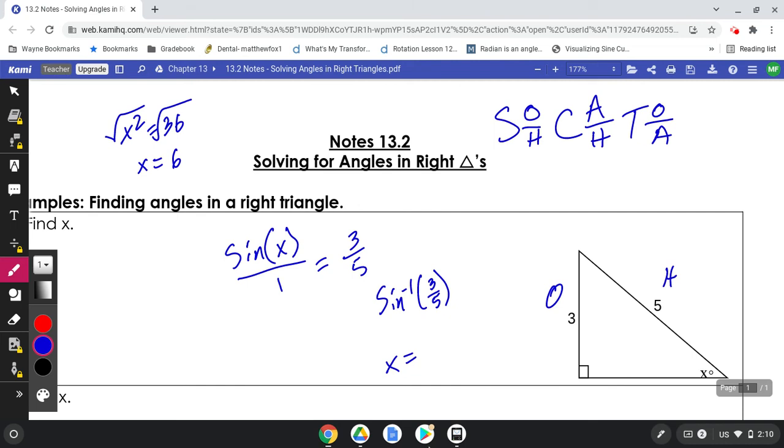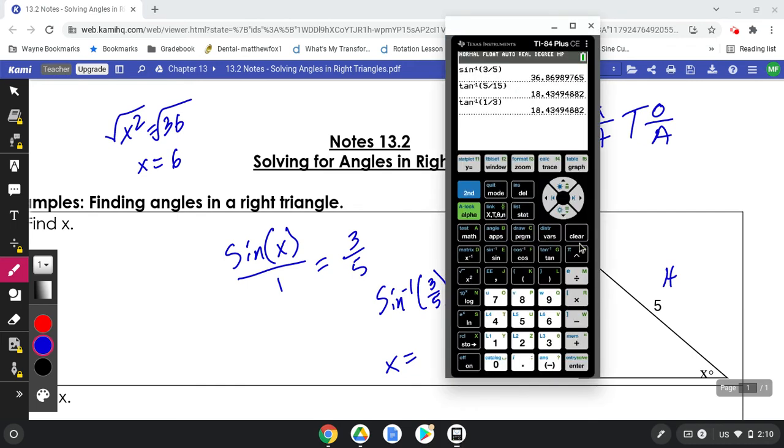So on your calculator, first thing you want to check is, are you in degree mode? So we go to mode. I'm already in degree mode. If you're not, arrow down, hit enter on degree, and hit second quit or the clear button.